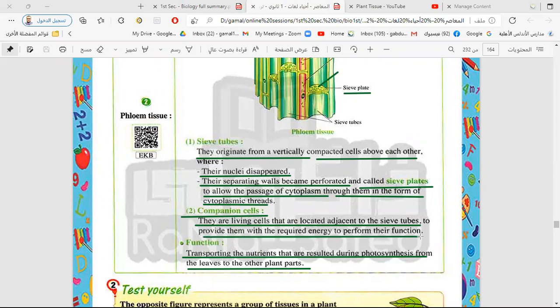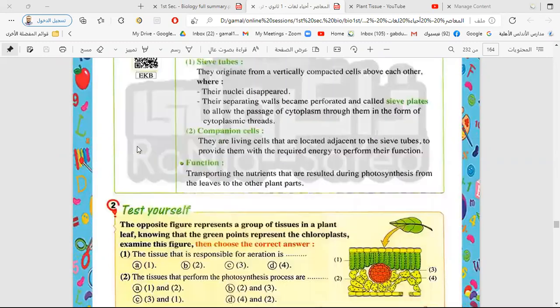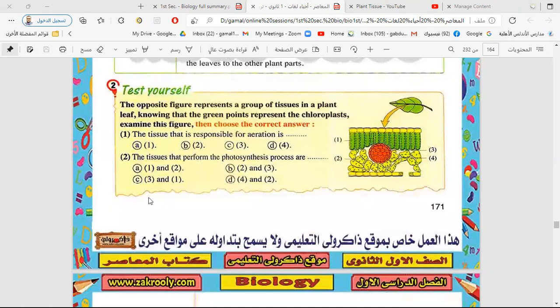How does it provide it with energy? It contains mitochondria which can burn glucose and produce energy and give it to the sieve tube to perform its function. Now we can solve this question.